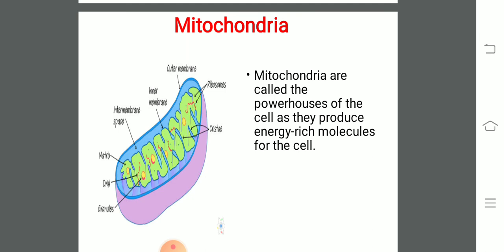And if you are observing this mitochondria under the electron microscope, then you are observing its structure as shown in the picture. Okay, so if you are observing the parts of this mitochondria: outer membrane, inner membrane, the intermediate space, ribosomes, DNA and the what? Granules.